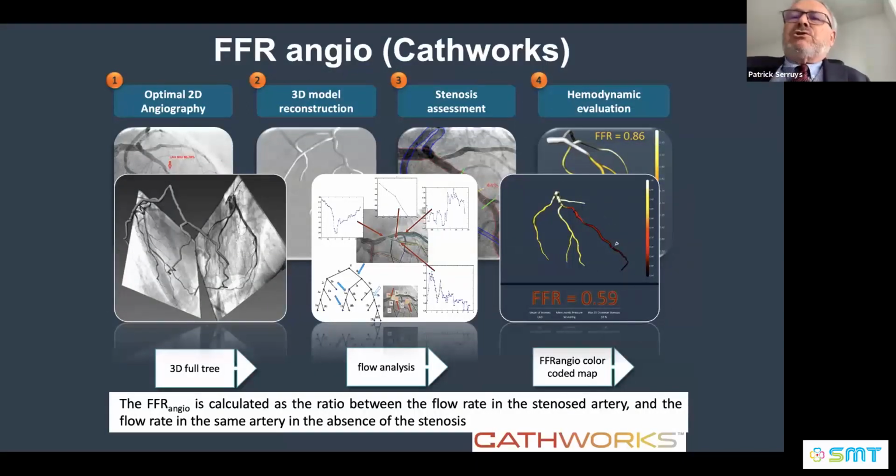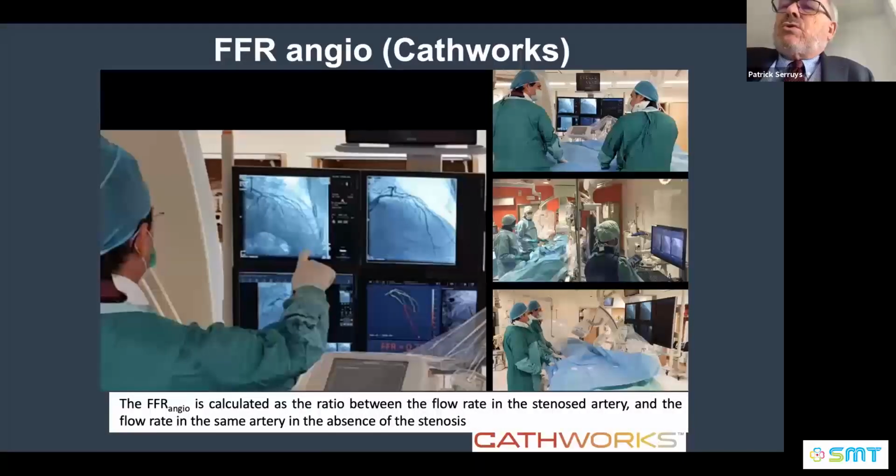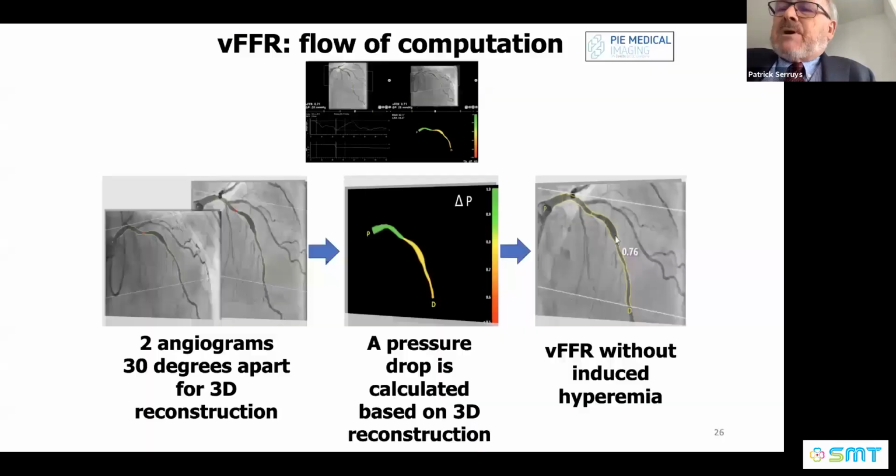Yeah, that's just an illustration. That's also how you do it in the lab. And then the technique of P-Medical, again, very similar. 2 angiograms separated by 30 degrees. Pressure drop is calculated on 3D reconstruction, and you have the color code assessment.